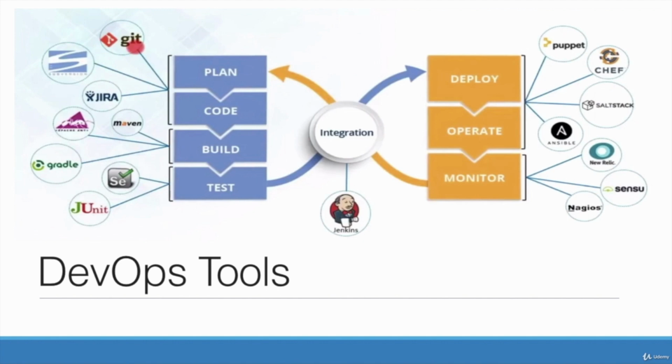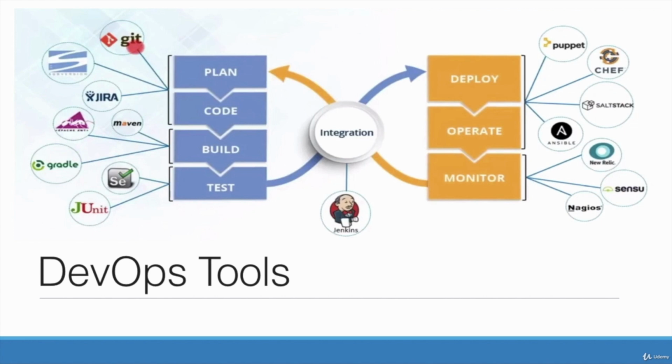In this particular diagram, we are displaying some kind of tool sets which are required for DevOps. So when we are talking about plan and code, we can use tool sets like Git, Subversion, and Jira. Jira is used for defect reporting. Git is used for software version control, and Subversion is also used for software version control. We will discuss the complete Git tutorials in the coming videos.